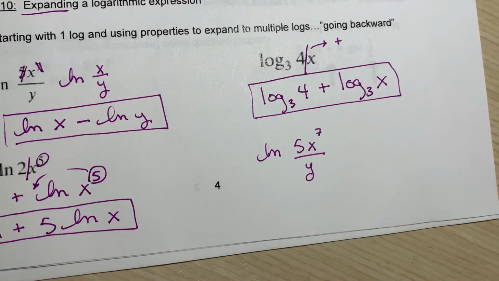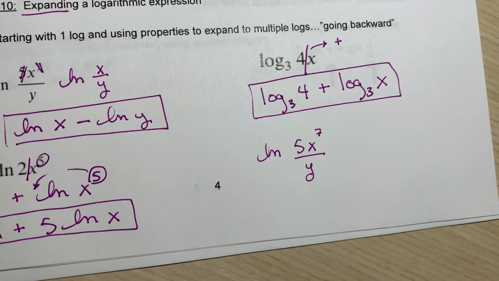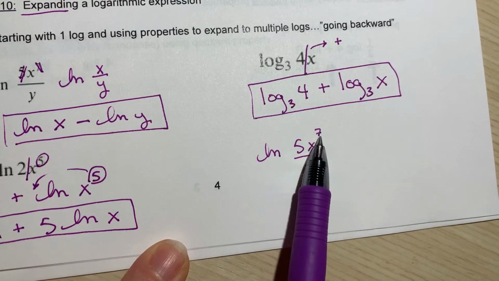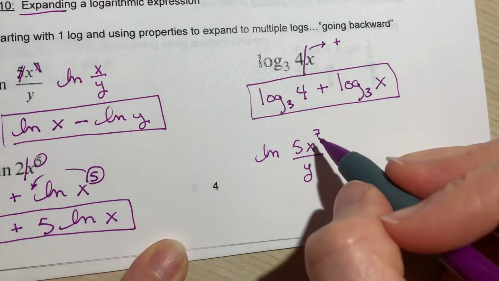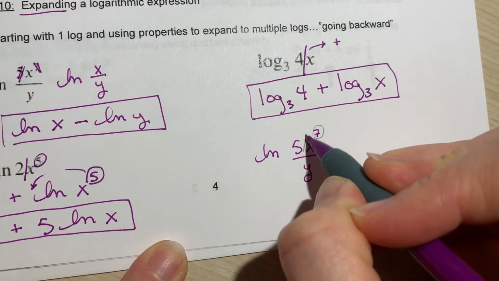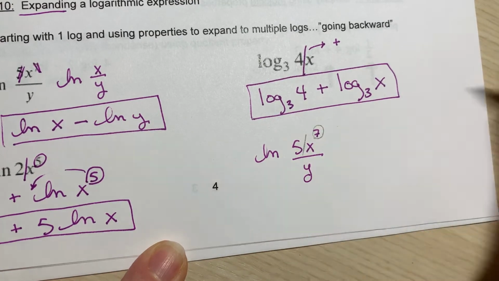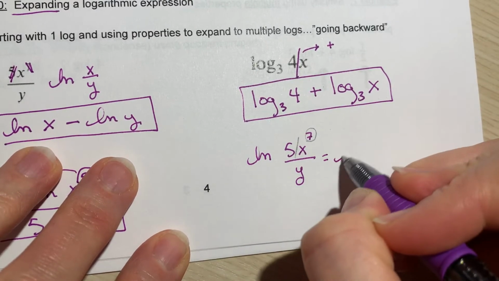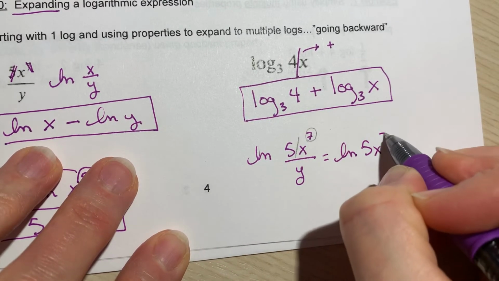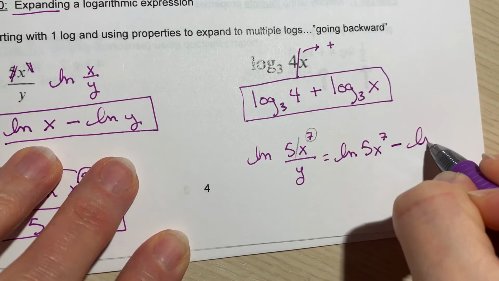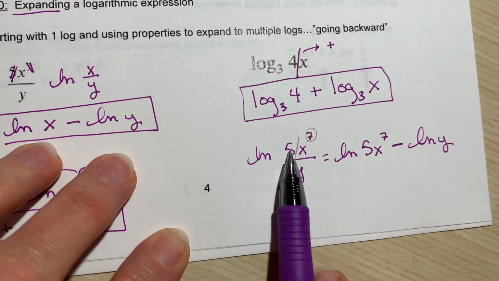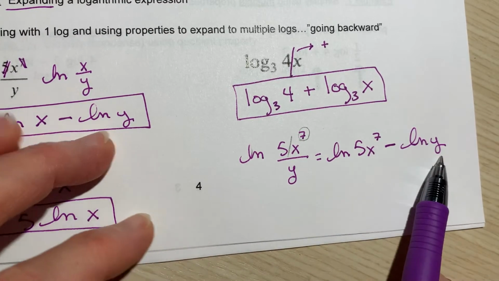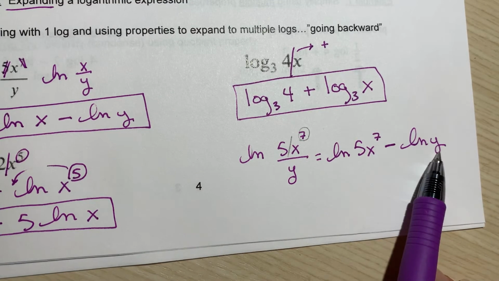Okay, here's that first one that we originally had. So this has got everything happening. It's got division, it's got multiplication, and it's got the power property there. So the power property, multiplication, and then the fraction is division. So we're going to take care of the division first because that's kind of the easiest to see. So all I'm going to do is subtract what is divided. So 5x to the 7th is divided by y. I'm going to turn that into natural log of 5x to the 7th minus natural log of y.